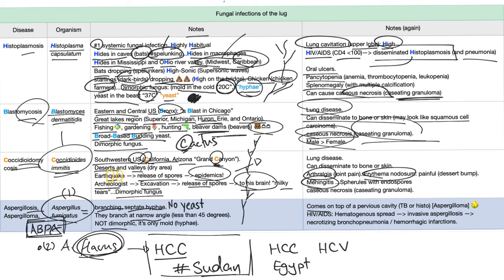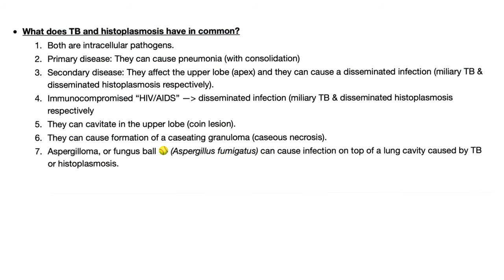Aspergillus can invade on top of a previous cavity by TB or histo. So TB makes a cavity first, let's say secondary TB in the apex of the lung. Then Aspergillus jumps on that cavity later. This is called an aspergilloma, also known as a fungus ball. If you are immunocompromised, hematogenous spread of Aspergillus leads to invasive aspergillosis, necrotizing bronchopneumonia, and hemorrhagic infarctions. This is horrible.